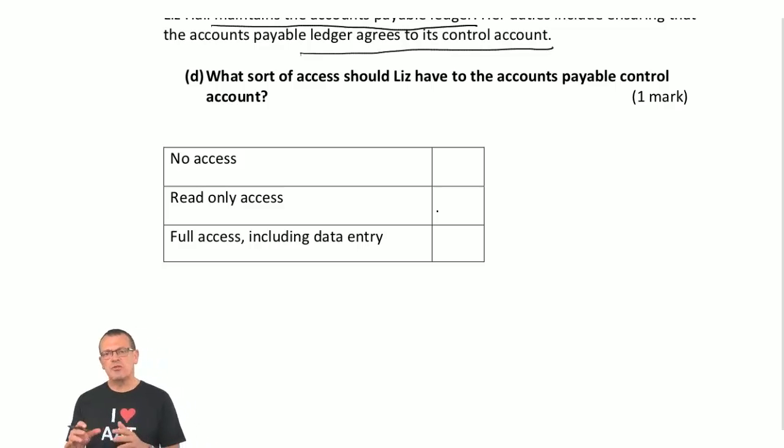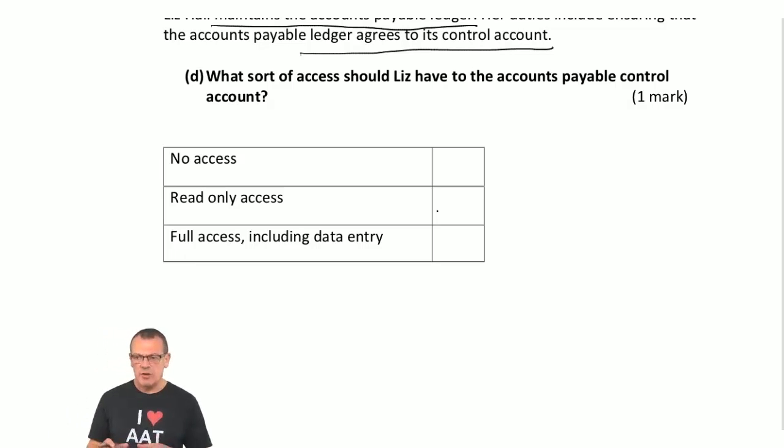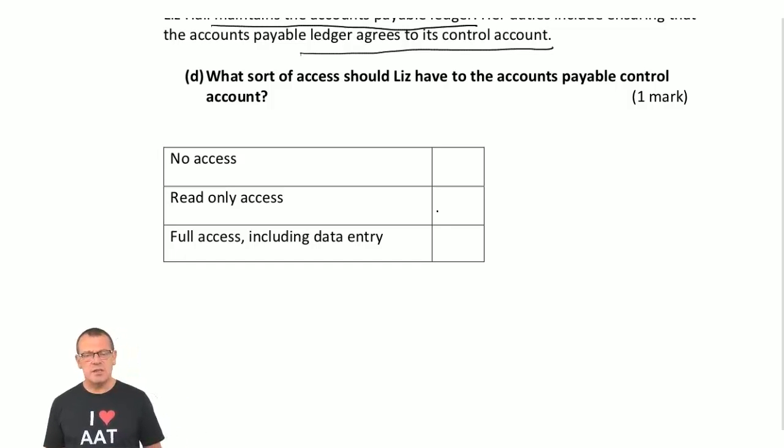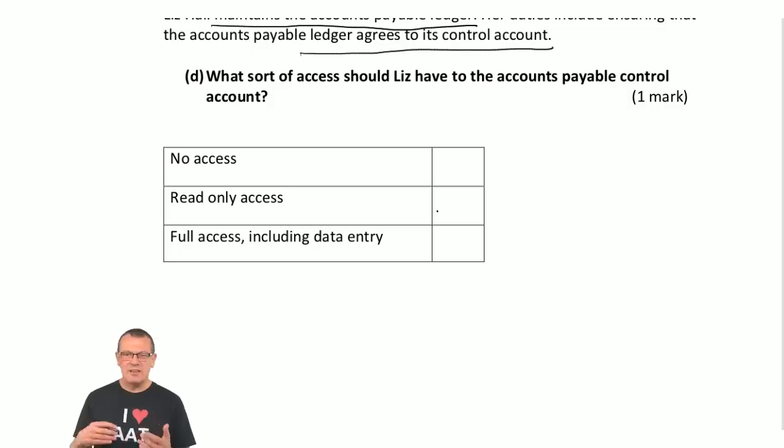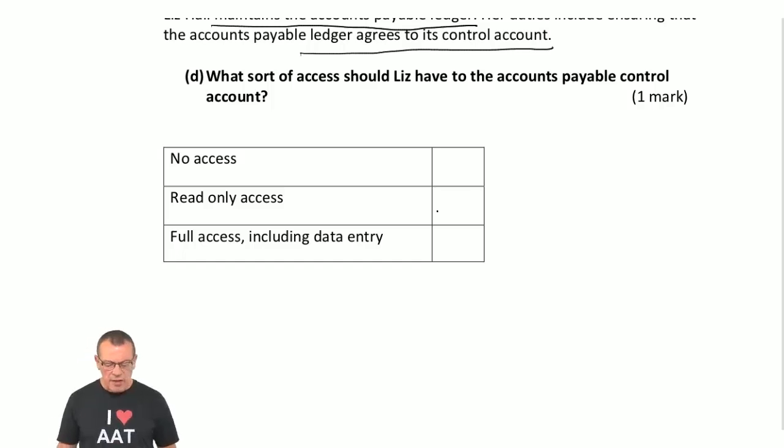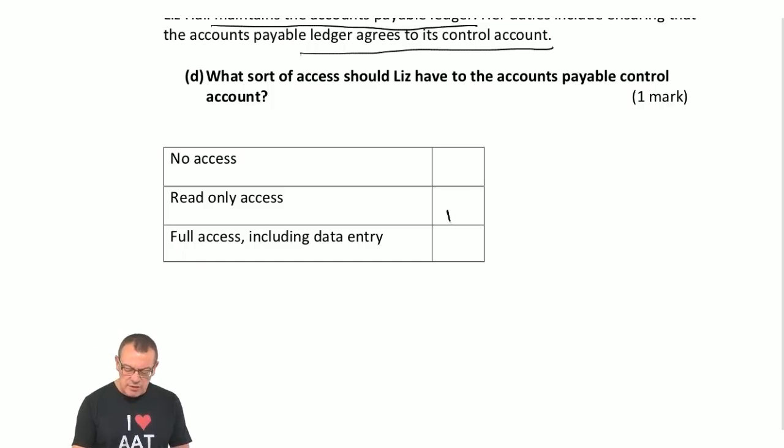Now, this is where the controls section comes in, and you have to implement controls. No access, I think, is not possible. And full access, including data entry, gives a weakness, really, I think. That means Liz Hall would have access to putting in the data and making sure it balances. So that would indicate a weakness within the system. So for that, I would suggest that Liz Hall would get read-only access for this particular situation.